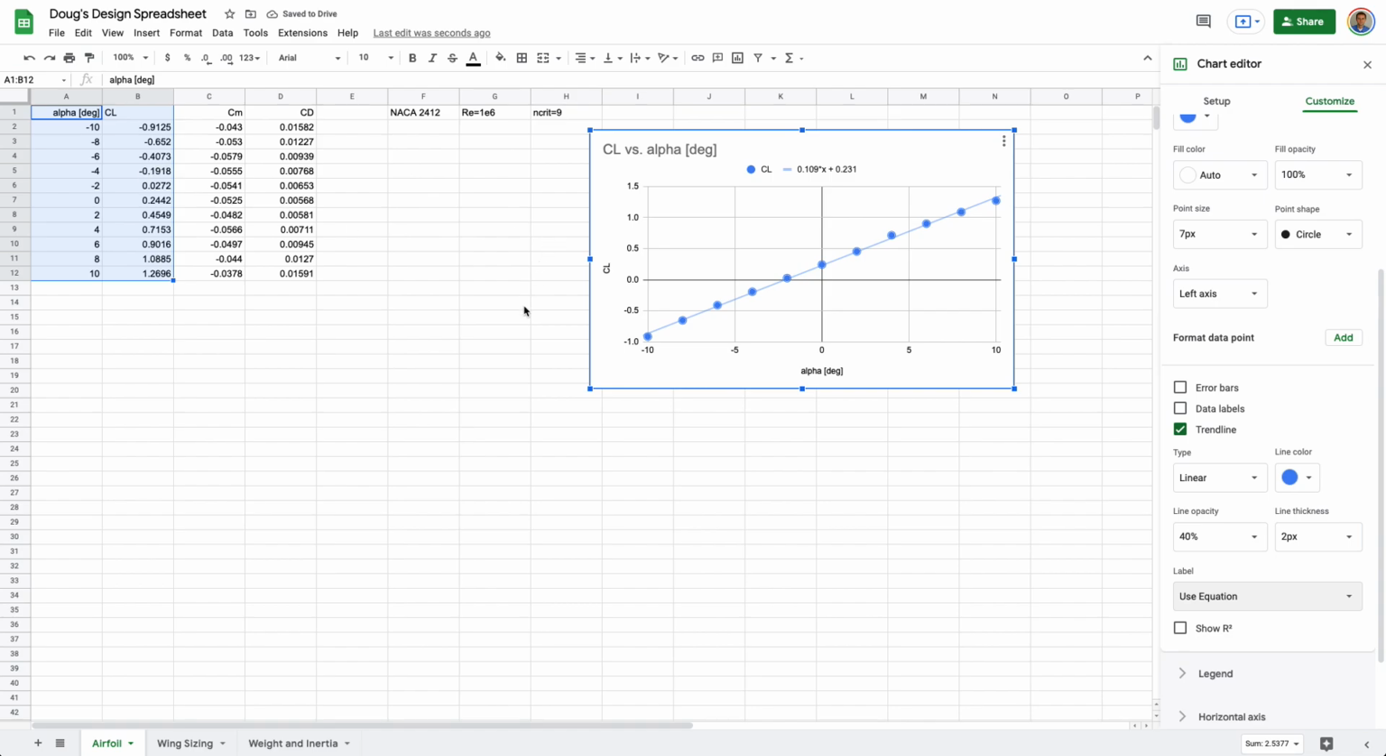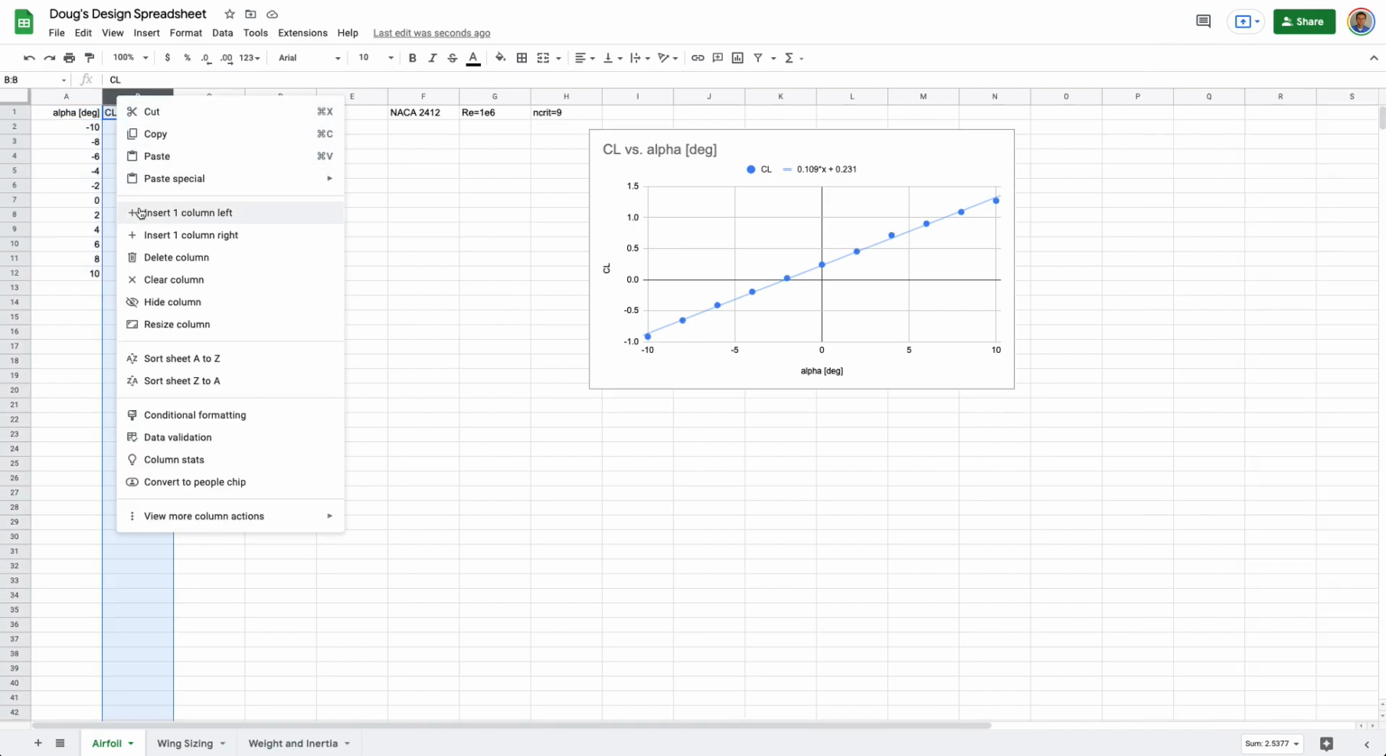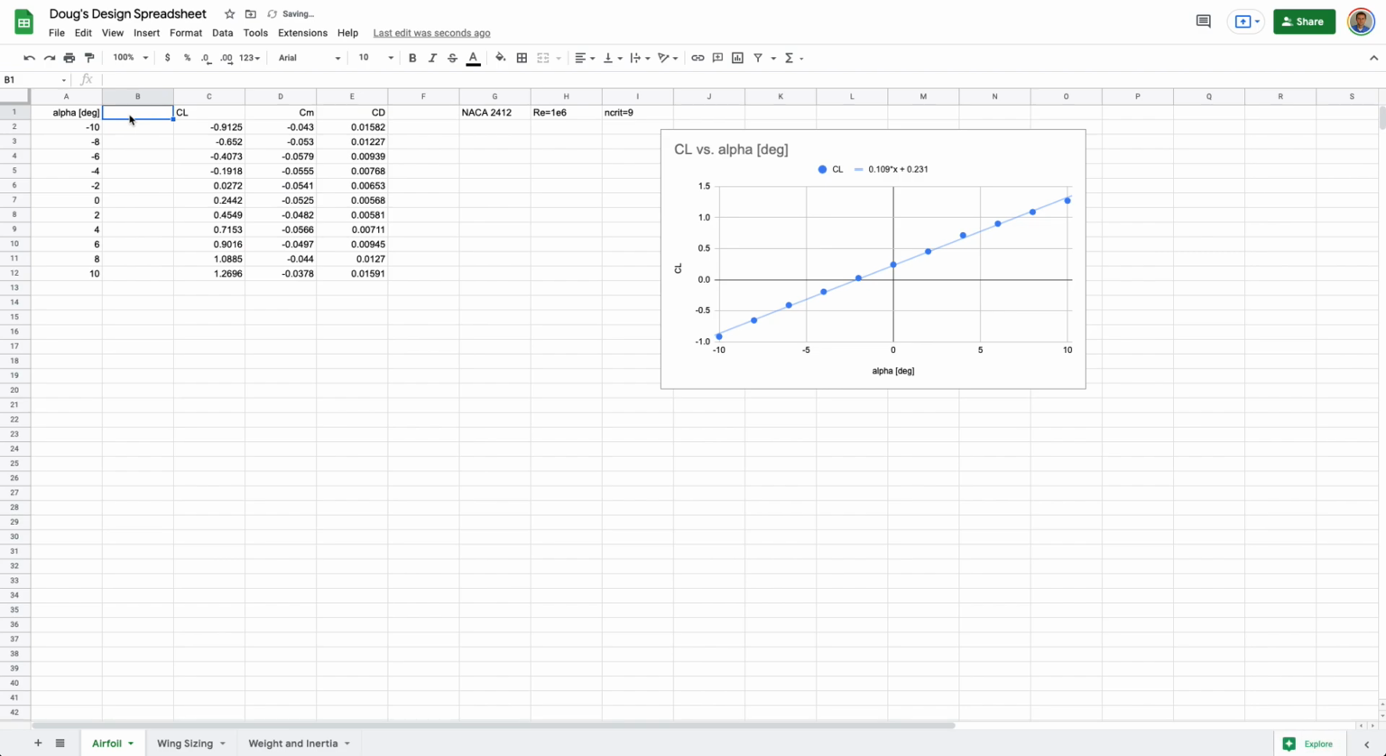Anyway, we're going to talk about, though, more useful forms of this equation here. Usually, some people will plot lift as a function of angle of attack in degrees. I actually prefer it in radians. And one of the reasons for that, so what I'm going to do here is I'm going to say this is the angle of attack in radians, and you can just say equals radians of this number over here, and it will assume that that's in degrees and change it to radians. We'll autofill that. So now we have a column that's radians instead of degrees.